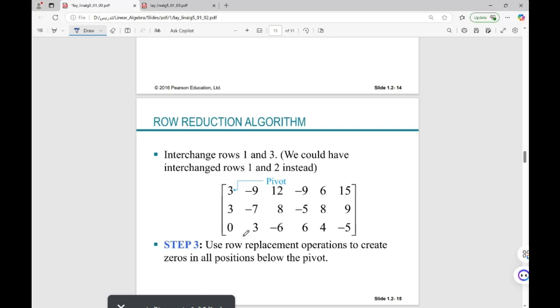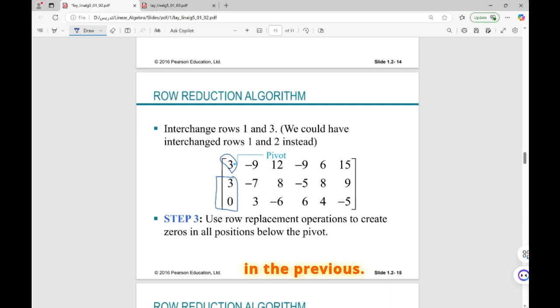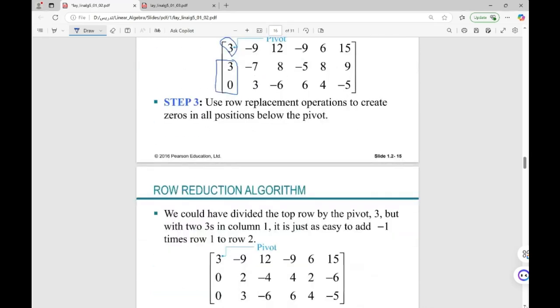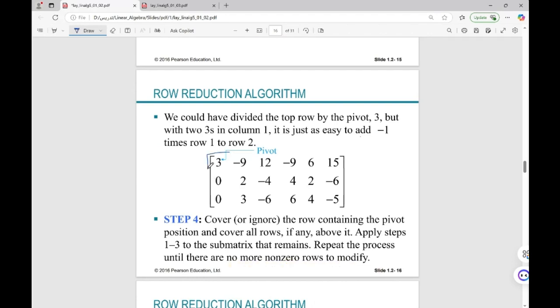underlying entries of the pivot position 0. So these two should be 0. We already saw this procedure in the previous session. So the first column is formed as a pivot column.